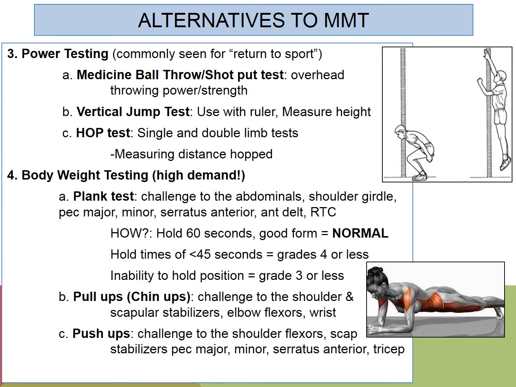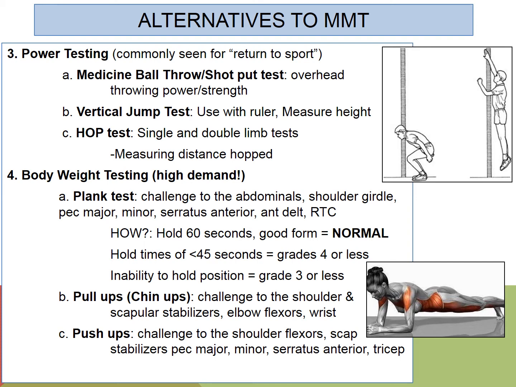Some more alternatives to manual muscle testing would be looking at tests for power, seeing that explosive strength. A lot of times this will be with your patients who are athletes and are trying to return to their sport. It could be something where you're using a medicine ball and trying to do overhead throws. A vertical jump, which you see in the picture to the right, of seeing how far a patient can reach and jump using a ruler.